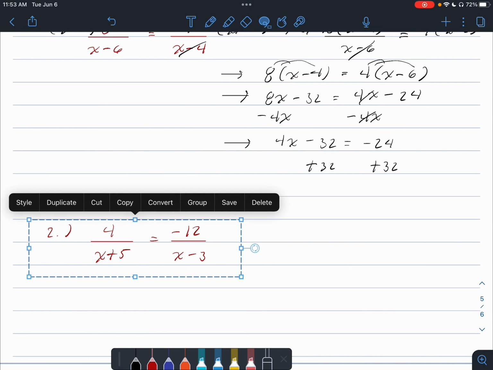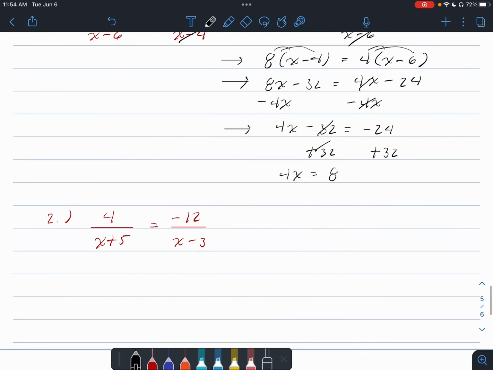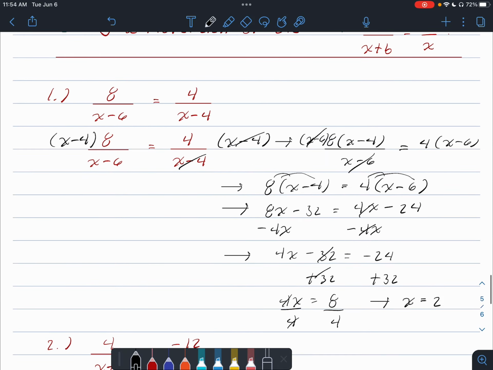Move this down a little bit. So if we add 32 to both sides, we're going to have 4x is going to be equal to 8. So now we can divide both sides of our equation by 4. These 4's will cancel, and we will have that x is equal to 8 divided by 4, and 8 divided by 4 is just 2. Okay?